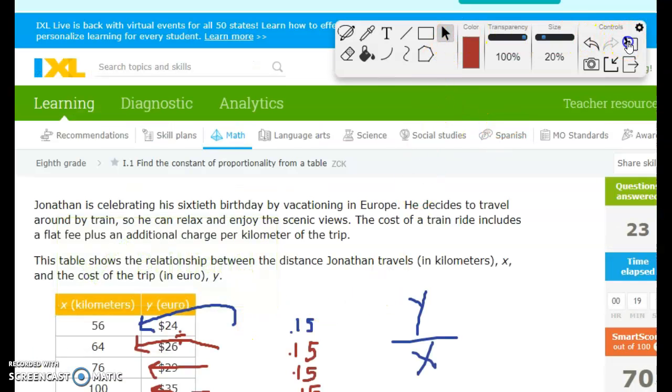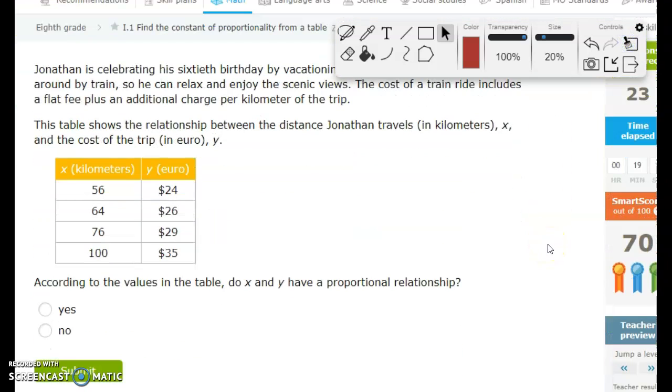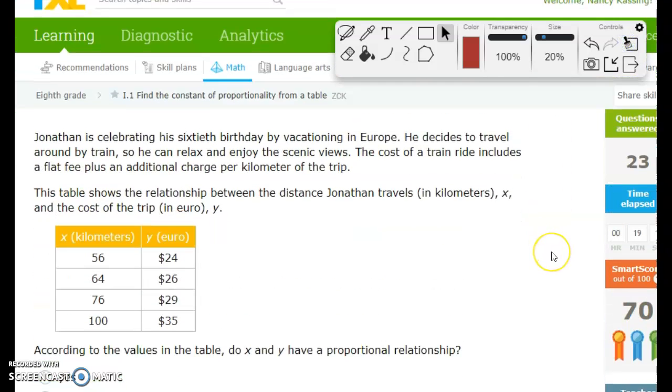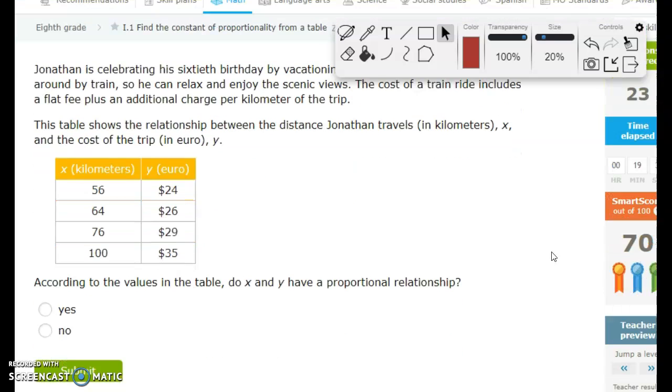And there we go. Let's try that one more time to give you one more example. Jonathan is celebrating his 16th birthday by vacationing in Europe. He decides to travel around by train so he can relax and enjoy the scenic views. The cost of the train ride includes a flat fee plus an additional charge per kilometer of the trip. The table shows the relationship between the distance Jonathan travels, X, and the cost of the trip, Y. In euros, of course, because he's in another country.